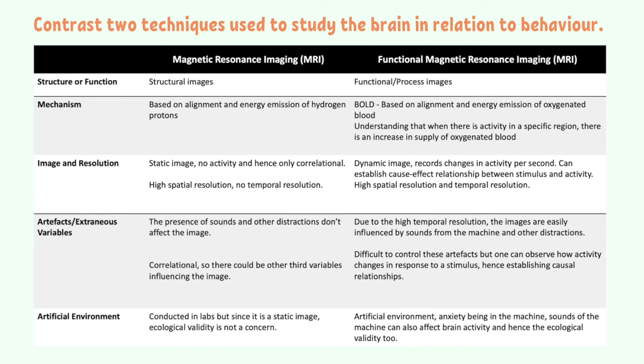So these are the main points of contrast between the MRI and fMRI. For a contrast question, again, you need to explicitly evaluate the differences between the two techniques in order to achieve higher band marks, okay? So that's it for this video. It has basically all that you need to know for brain imaging techniques.